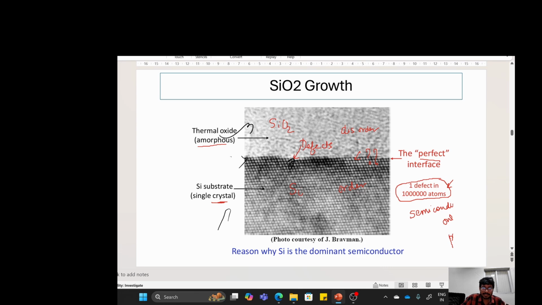Yes, Anil. Does current flow only through the interface or through the bulk also?